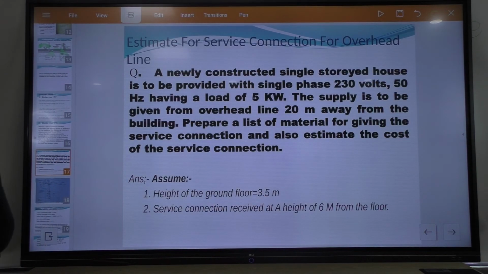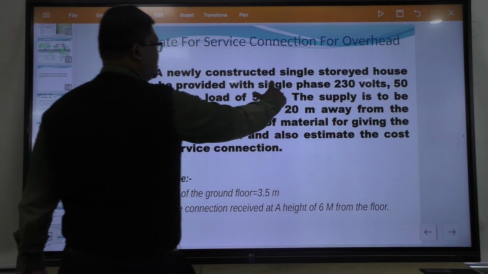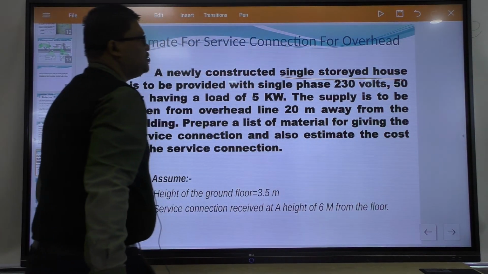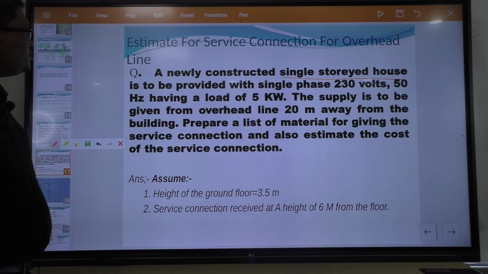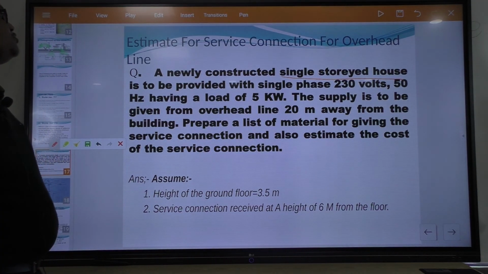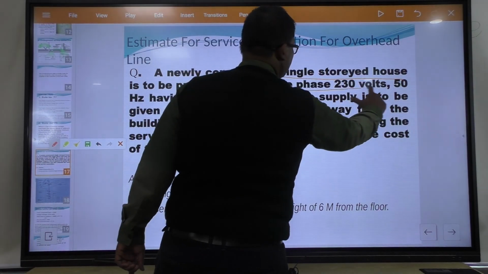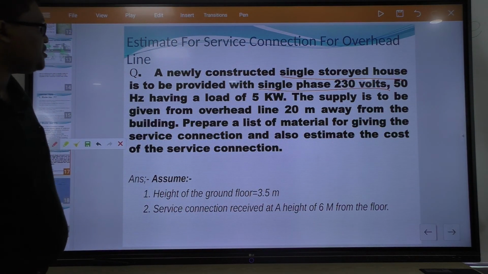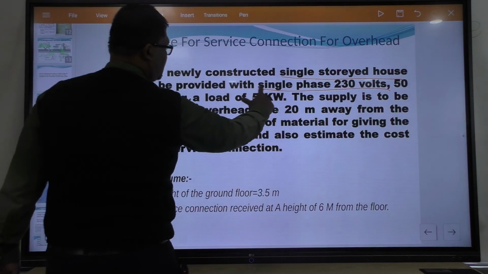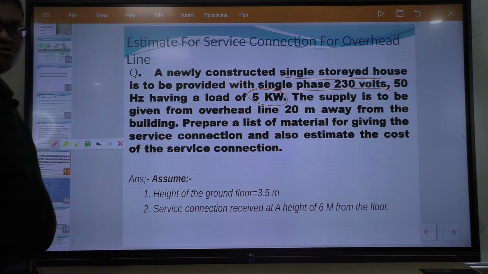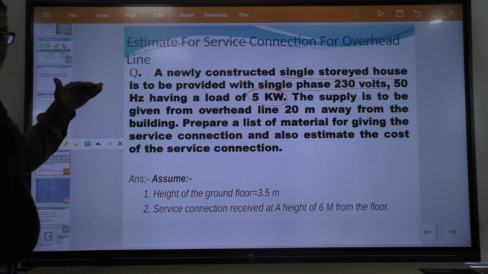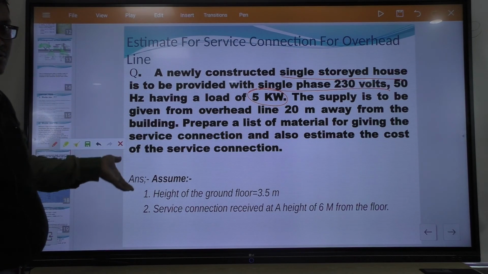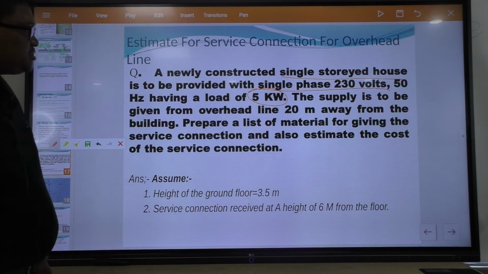The problem is like this: a newly constructed single storey house is to be provided with a single phase 230 volt supply. The supply is 230 volt, 50 hertz, having a load of 5 kilowatt. So here the maximum load demand of this single storey building is 5 kilowatt.